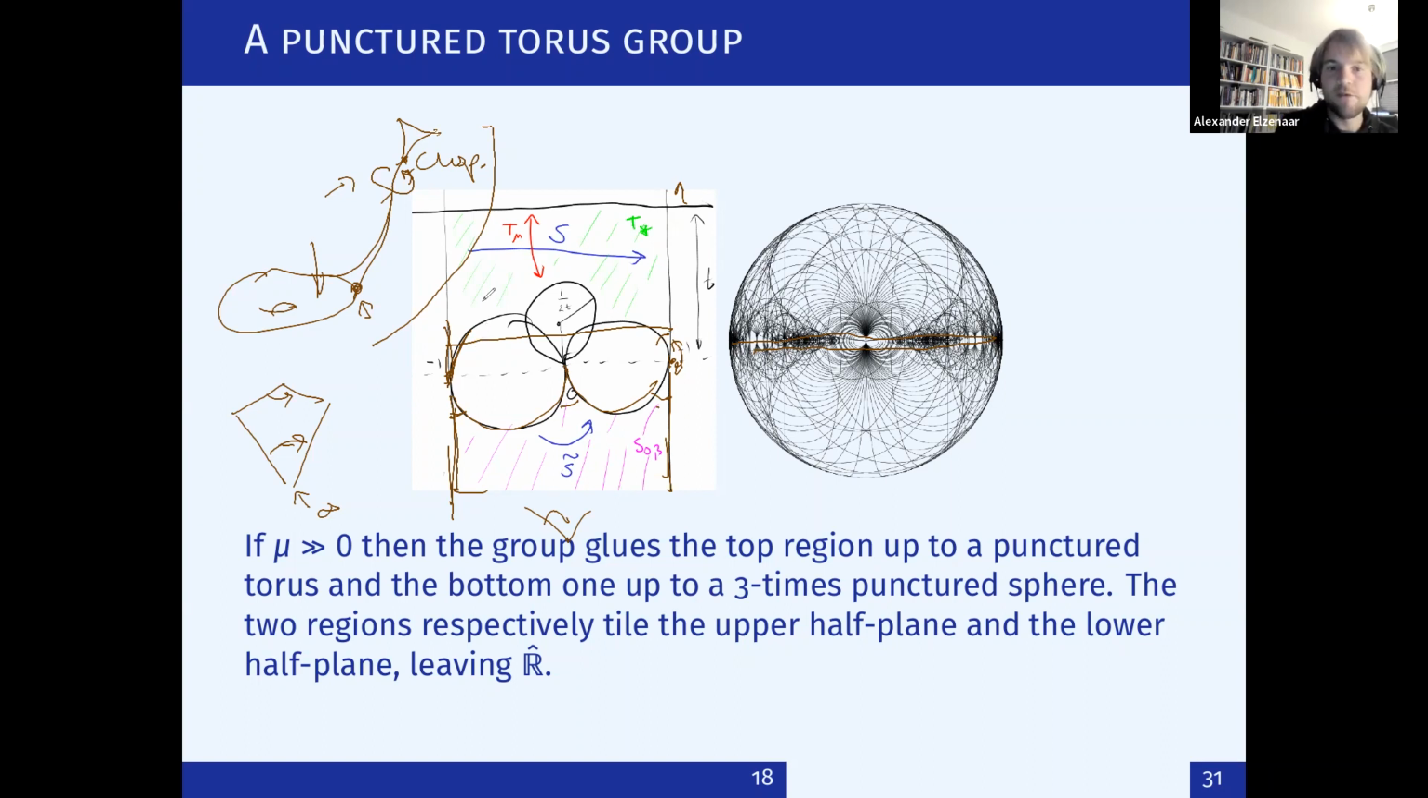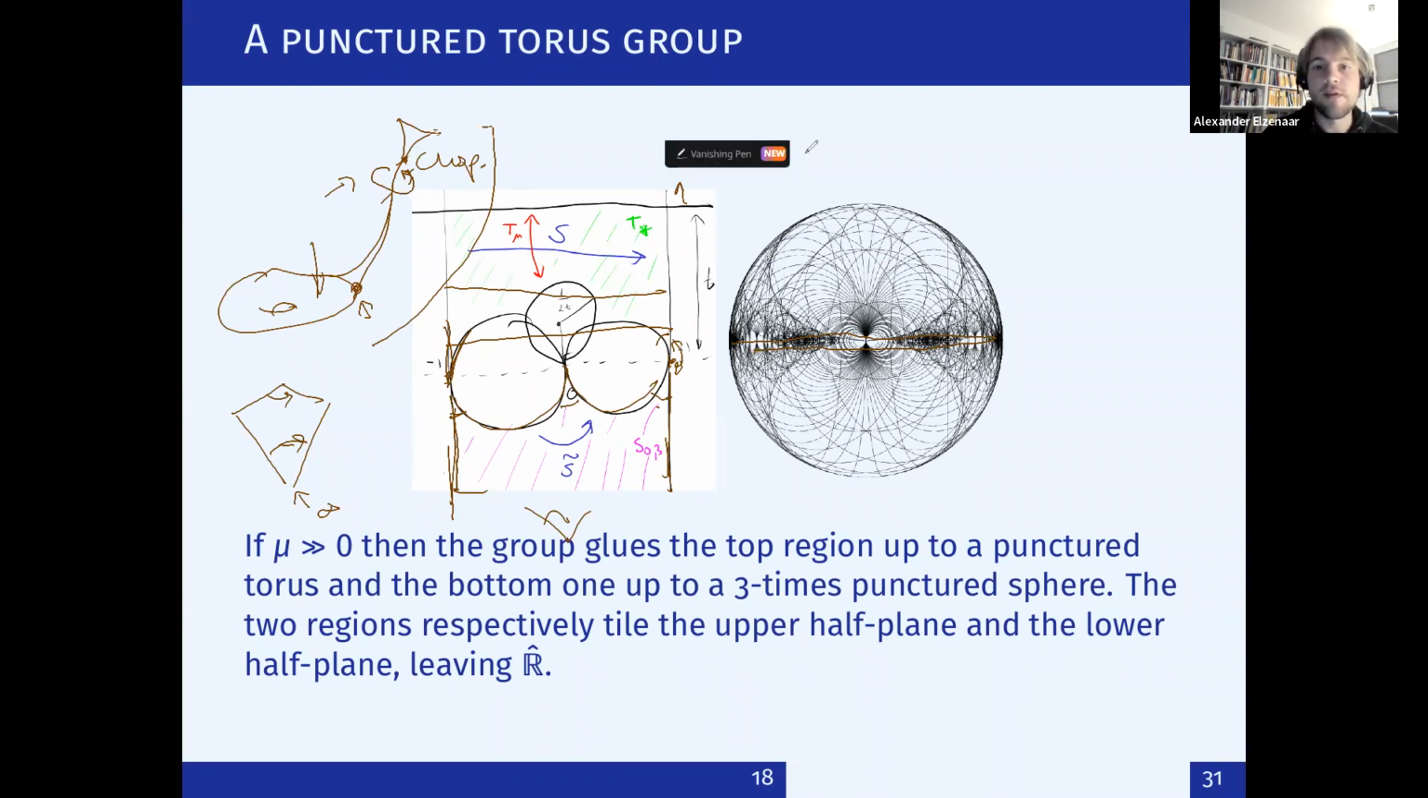So you can ask, for what values of mu does this work? Because it turns out that you can actually push mu down a little bit further than here, and you still get the right quotient. And so the quotient is correct. It's just I've chosen a bad way of drawing a polyhedron to make it work. You can draw all the values of mu for which you do get a punctured torus and a 3 times punctured sphere.